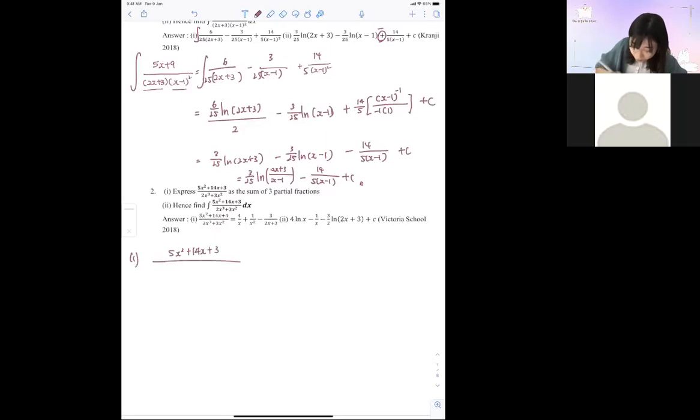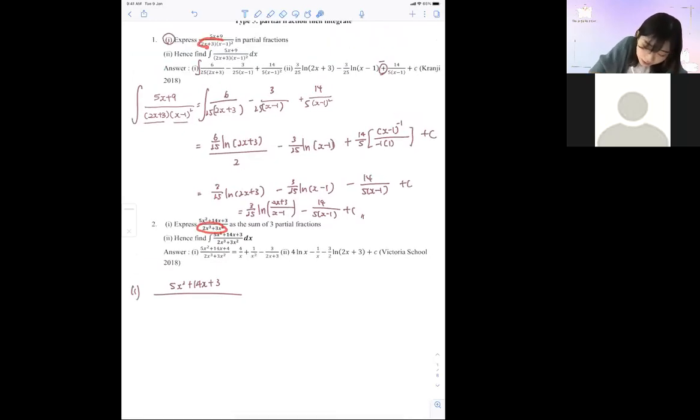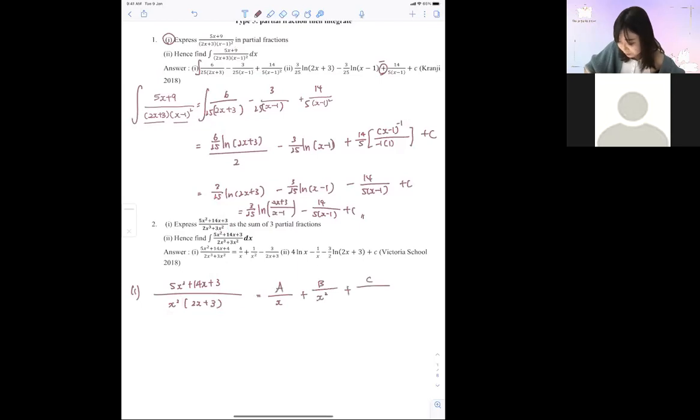Is it partial fraction? Before you can do partial fraction, you must factorize the denominator. Here we didn't factorize the denominator because it's factorized for you. But if it is not factorized for you, you must factorize completely first. So now we take out x squared. Okay, this one I taught you last lesson. If it's x squared, is it quadratic or repeated? I think it's repeated. Yes, it's repeated. A over x plus B over x squared plus C over 2x plus 3.